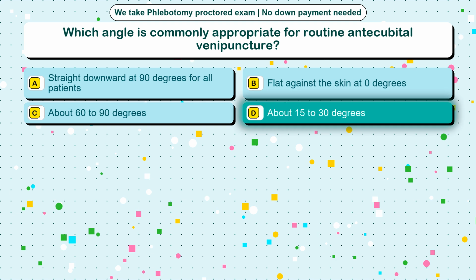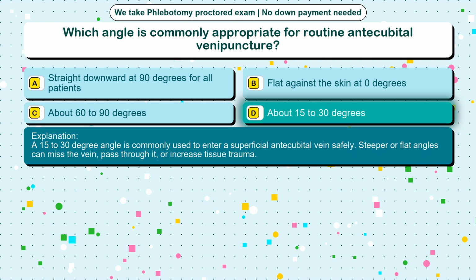The correct answer is option D, about 15 to 30 degrees. A 15 to 30 degree angle is commonly used to enter a superficial antecubital vein safely. Steeper or flat angles can miss the vein, pass through it, or increase tissue trauma.